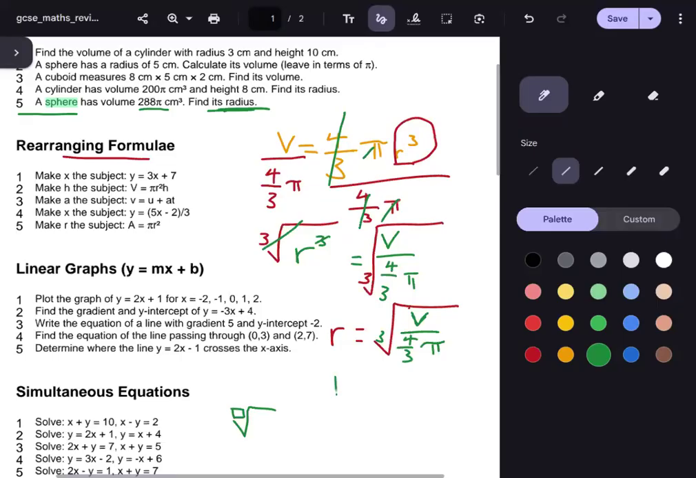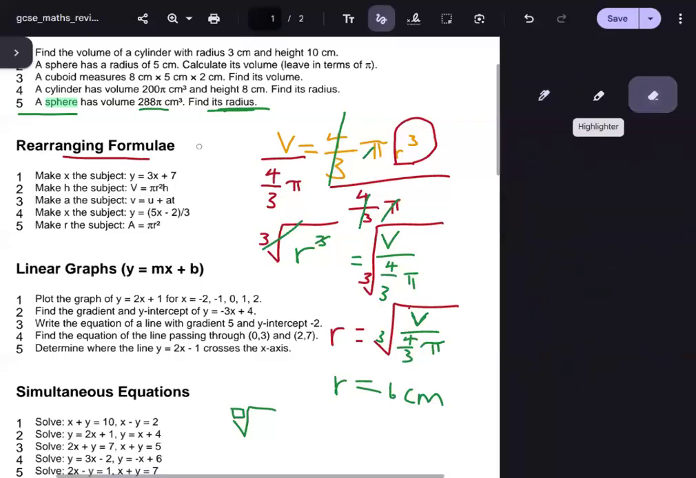Anyway, your final answer will be R is equal to 6 centimeters. And it's just centimeters because this is radius, this is not volume, right? That will be your final answer, but you can attempt this after the lesson again. Let's move on to rearranging formulas, right?